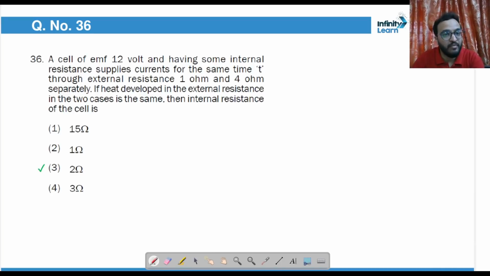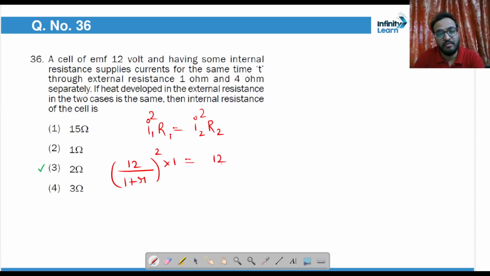Cell of EMF 12 volt and having some internal resistance supplies currents for some time t through external resistance 1 ohm and 4 ohm separately. If heat developed in the external resistance in two cases is the same. Okay, see. First case, heat is I1 square into R1. They are saying I2 square into R2. They are the same. Now what is I1? I1 is 12 upon (1 plus small r), whole square, into 1 is equal to 12 upon (4 plus small r), whole square, into 4.